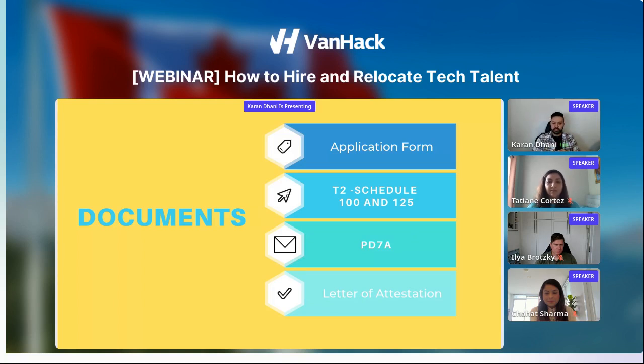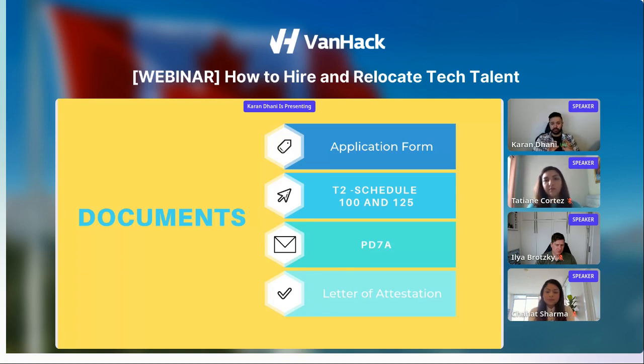And then in addition, you'll need a couple of financial documents. Again, this is if it's your first time. The financial documents are there so that they can essentially show the government that you can afford to pay for the temporary foreign worker. The documents are posted there. You typically talk to your finance team about them, but it's the T2 Schedule 100 and the 125 that would come from your latest tax returns, and as well the PD7A, which would come from your CRA business portal and can be downloaded. Again, check with your finance team.